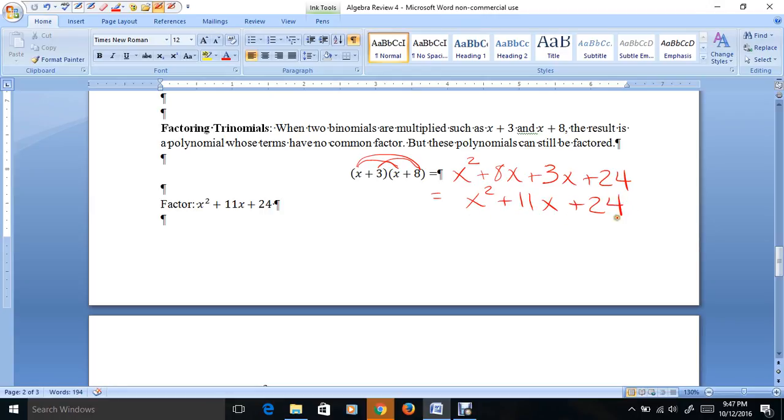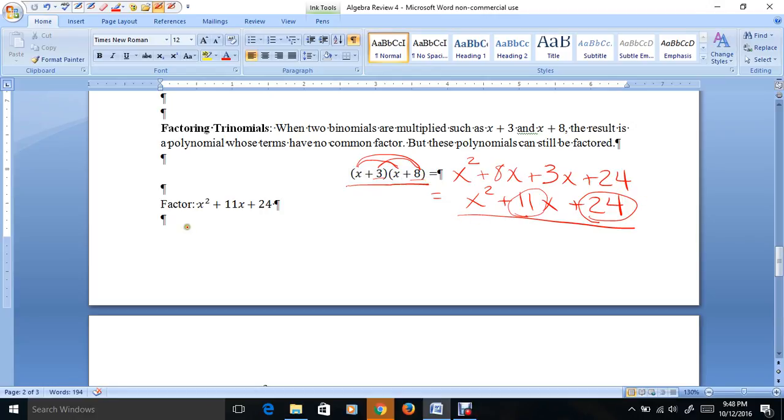Now, when we're factoring, we're going to be starting with something like this, and we're going to want to get it back to factored form like this, into two binomials. So we have to look at this and see what the relationship is between what we started with and what we ended up with. If you look at it, you've got your 3 and your 8 here, and you've got this final term, the constant, which is the product of these two numbers. And then you've got the middle term, the x term, which is the sum of these two numbers. And that's how it's always going to work out.